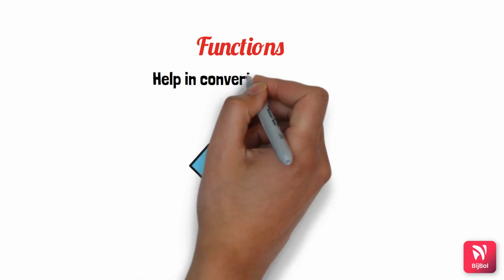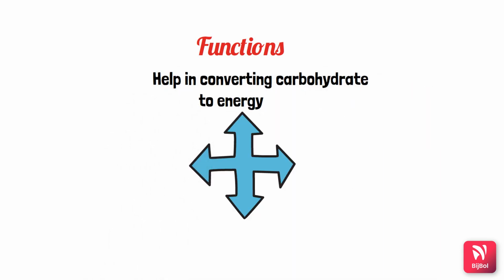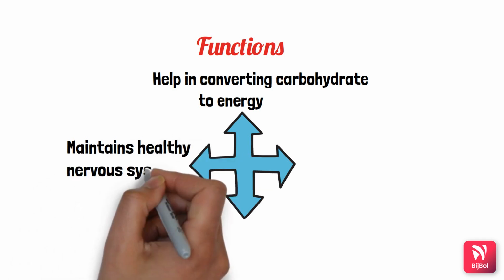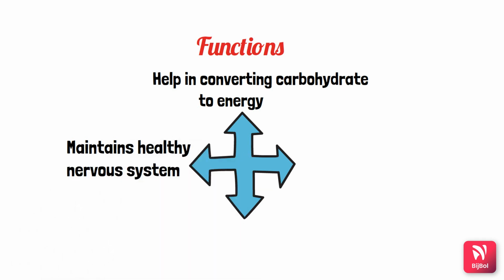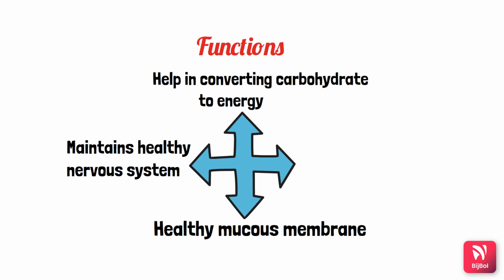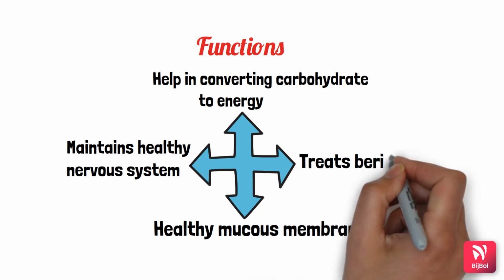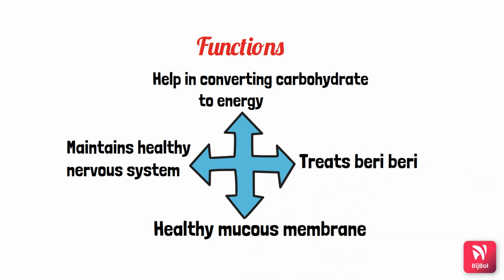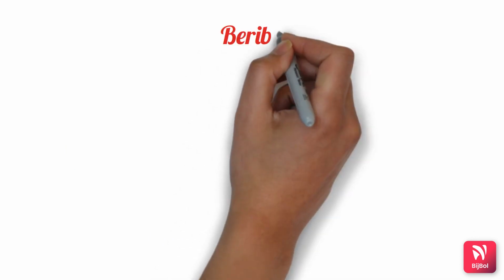There are varied functions of vitamin B1. It helps in converting the carbohydrate to the energy, and it also maintains the healthy nervous system. It also maintains the healthy mucous membrane. It is also helpful in treating the beriberi, which is an important deficiency of the vitamin B1.